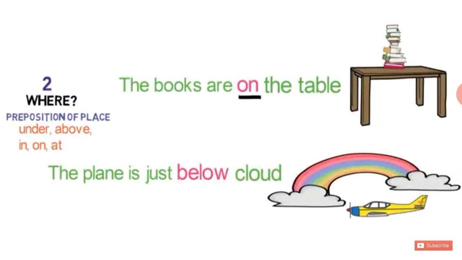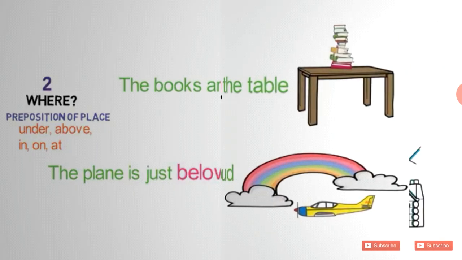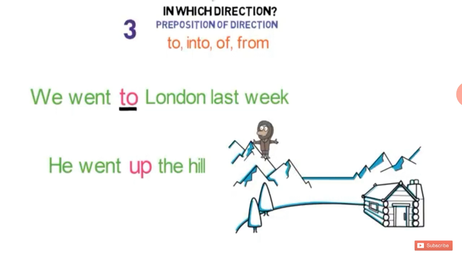The plane is just below the clouds. Where is the plane? Just below the clouds. So we're talking about the place of the particular thing, obviously the books or the plane or the ball or the cat, whatever. We're talking about the nouns, isn't it? And one more thing, in which direction that happened. Preposition of direction: to, into, or from.